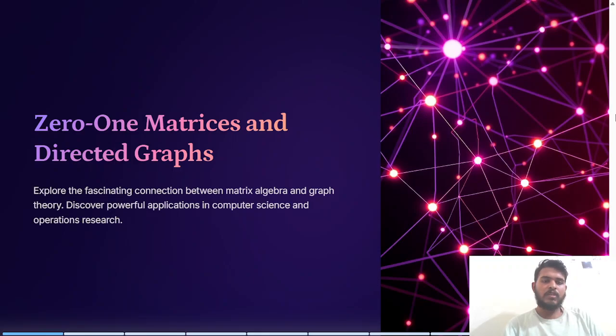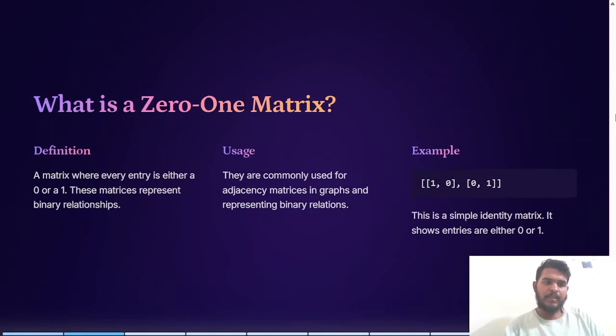So today's video is going to be on the topic 0-1 matrices and directed graphs for the subject Discrete Mathematical Structures, bearing subject code BCS405A. So we will be exploring the fascinating connection between matrix algebra and graph theory, and discovering powerful applications in computer science and operational research. So let's start the presentation.